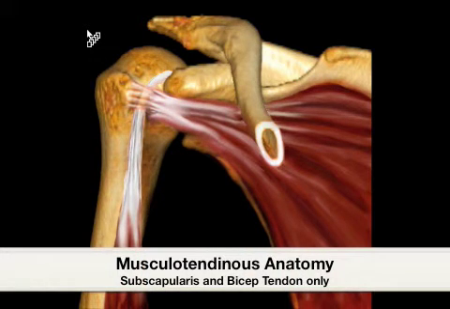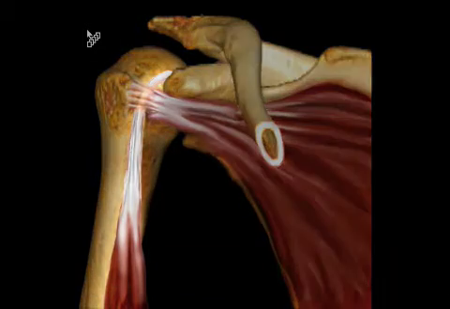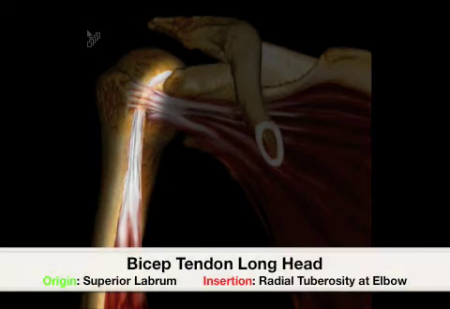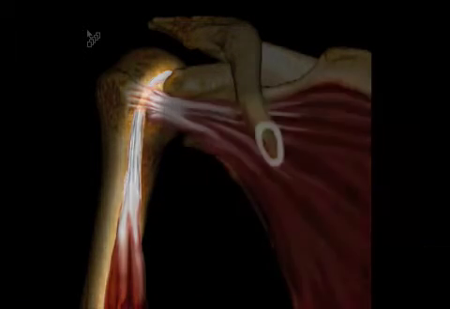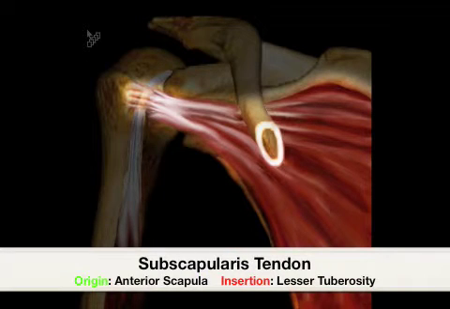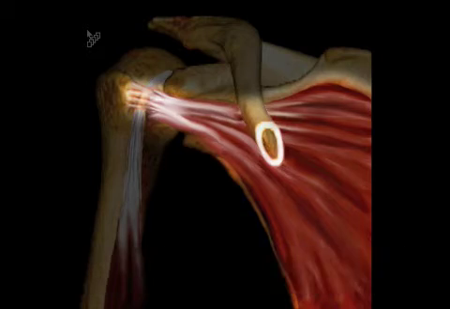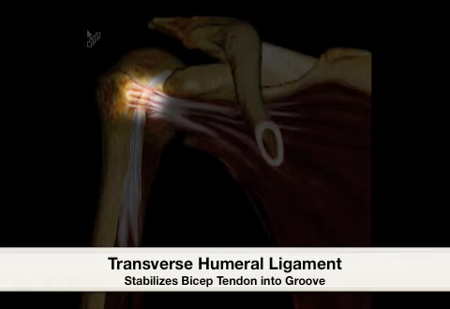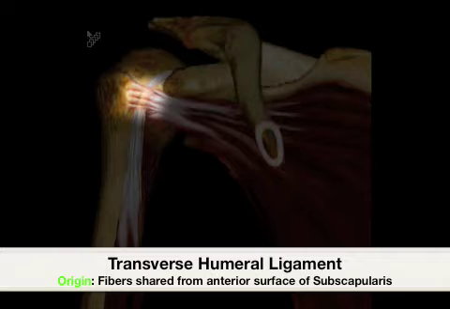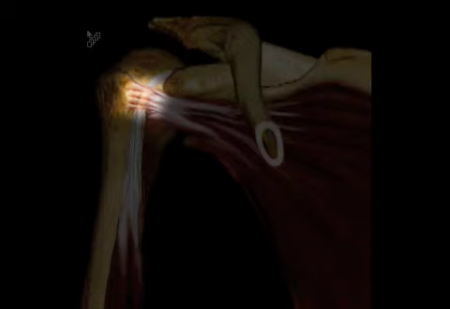Also, we will be reviewing the anterior musculotendinous anatomy, beginning with the biceps tendon long head, which originates at the superior labrum and inserts at the distal elbow at the radial tuberosity. Next is the subscapularis tendon, which originates at the anterior scapula and inserts to the lesser tuberosity. Also originating from the anterior surface of the subscapularis is the transverse humeral ligament, which anchors the bicep tendon in place over the bicipital groove.